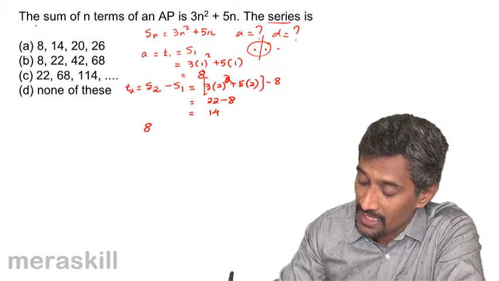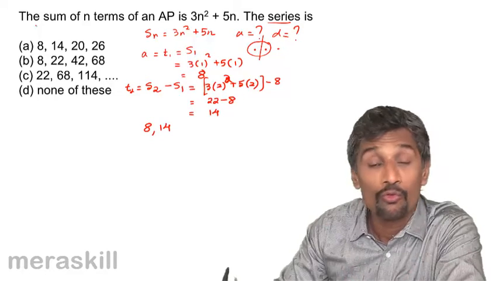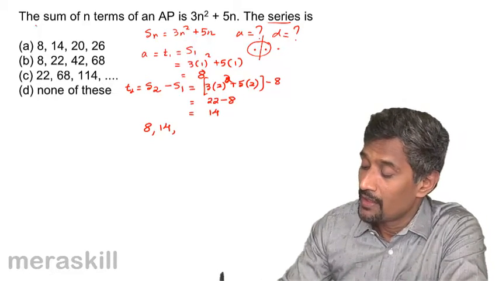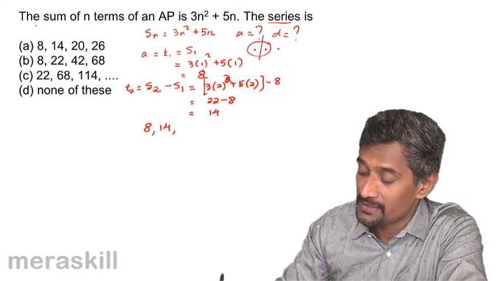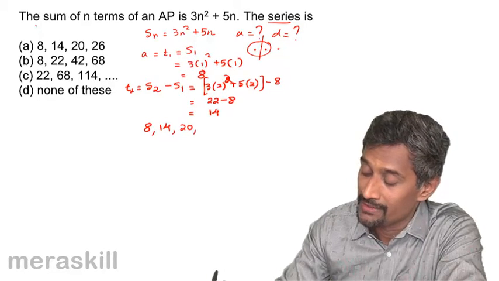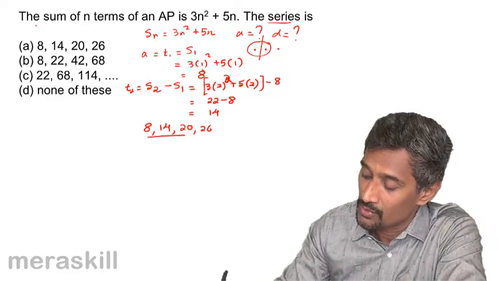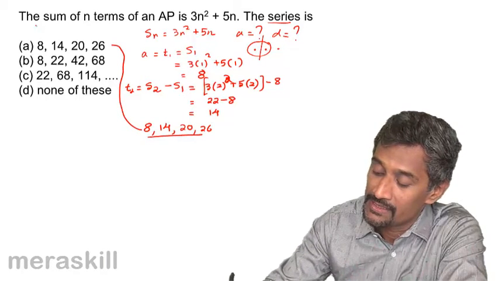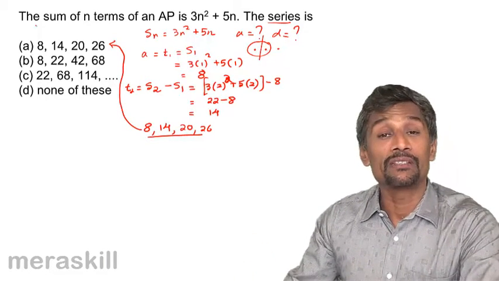So you start with 8, the second term is 14, and this tells us that the common difference is 6. So the next term is going to be 20, then 20 plus 6, 26. So the correct answer among these is 8, 14, 20 and 26.